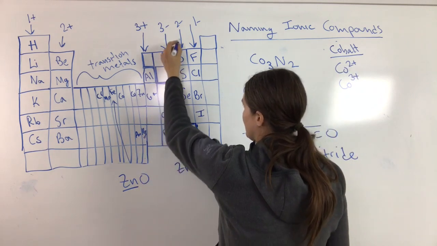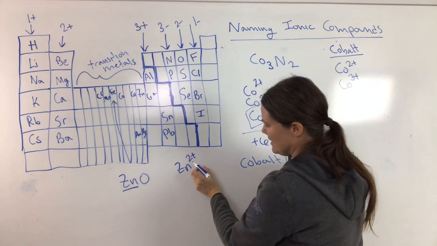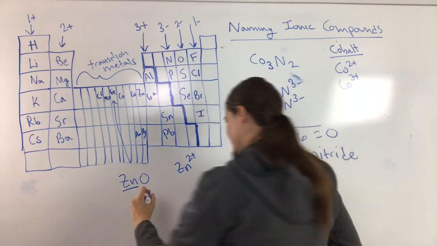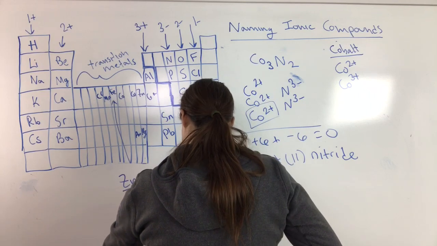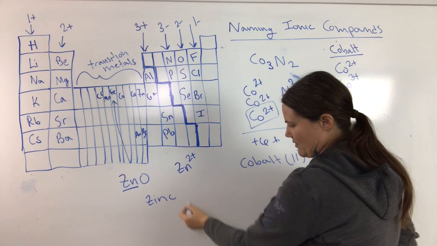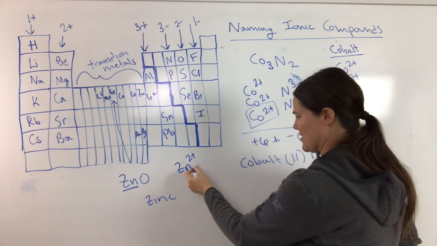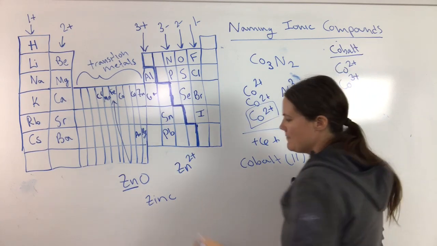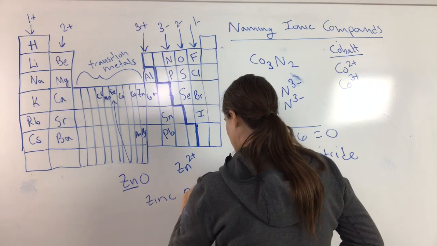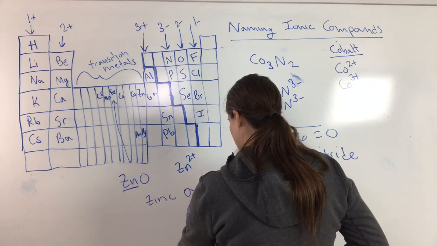And then we know that oxygen has a 2- charge, so 2+ and -2 adds up to 0. So the way we write this is zinc, and we know that we don't need a Roman numeral after the zinc because it always forms a 2+ charge. And then we have oxygen, so the first syllable plus "ide." So this is zinc oxide.